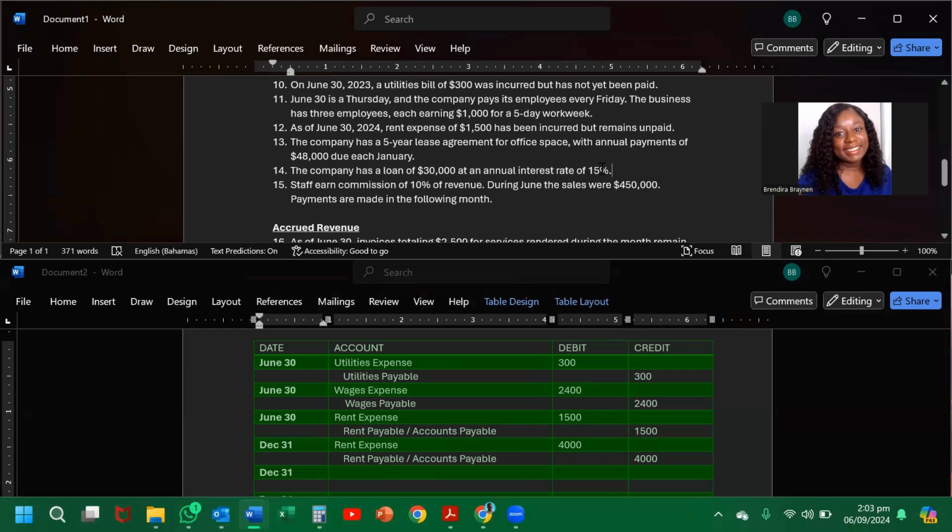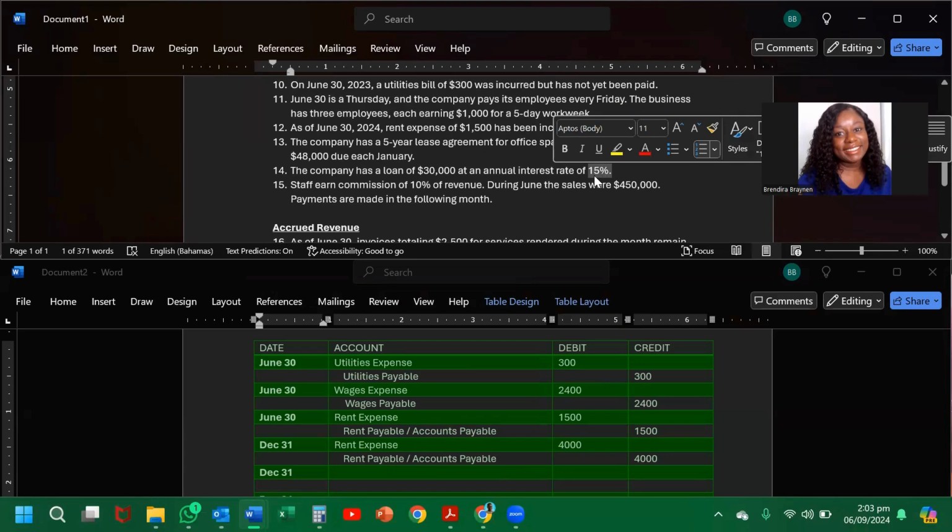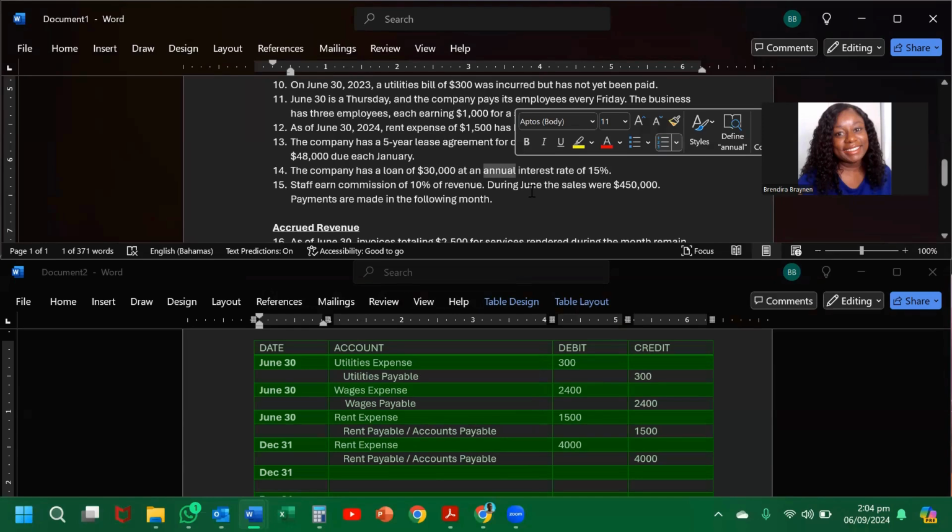And so normally when you see interest rates given, 15%, this represents 15% for the entire year. Interest is normally calculated by principal times time times rate. And so this is the principal, the amount that I have to pay back. The time is annual, so that means each month I should be recording one month's worth of interest, and the rate or the percentage is 15%.